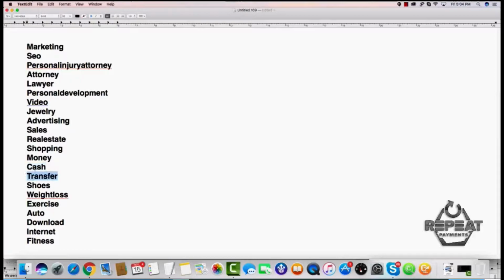Next up, transfer. I know we were talking about cash transferring, but transfer can also mean transferring files. Now, there are some affiliate programs for file transfer protocol or file transfer companies. And so that might be a really great keyword to find domain names with as well, if you're willing to do the work to set up monetization for those domains.